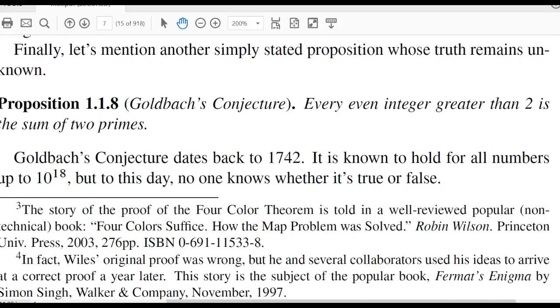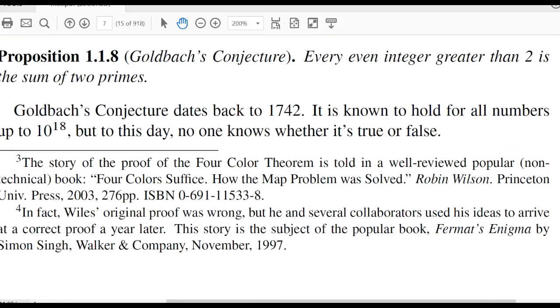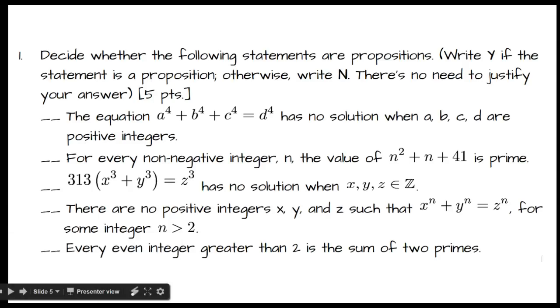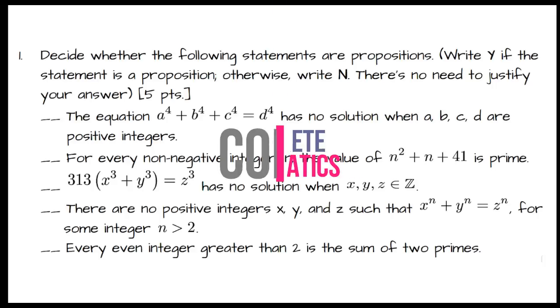We also have Goldbach's conjecture, that every even integer greater than 2 is the sum of 2 primes. Until this day, no one knows whether this proposition is true or false. But what's important with a proposition is whether the truth can be proven or it can be falsified. That is, does it have a truth value? Is it either true or false? So that's it.